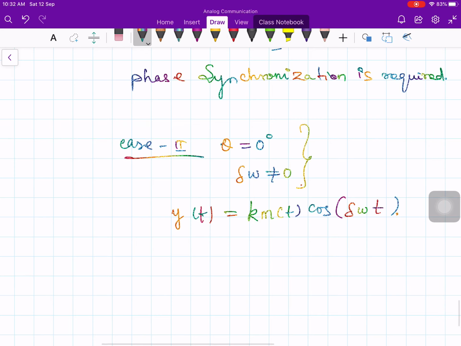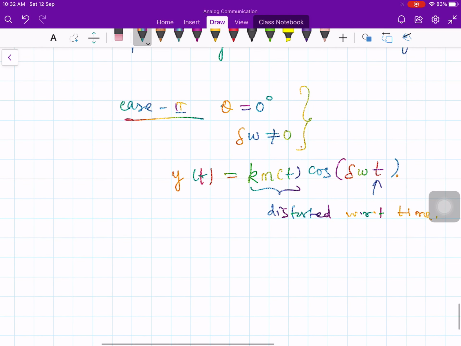Now you can see there is a distortion as well, because you are getting a function of time here. See, this is a function of time. With respect to time, your m of t is distorted, because you are getting a function of time which is not the same function of time that you start with, that you want. It is being multiplied by another time function, cos omega t.